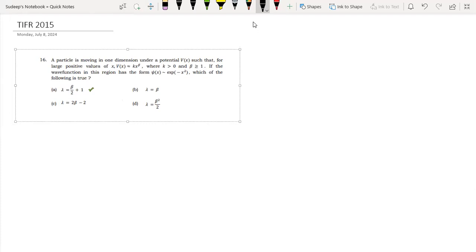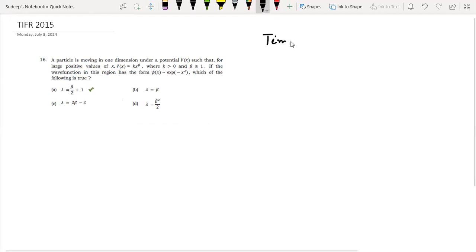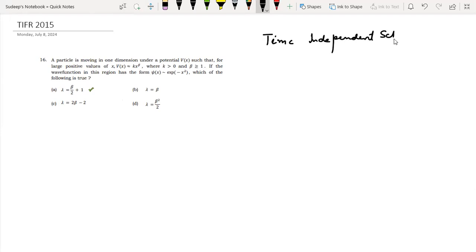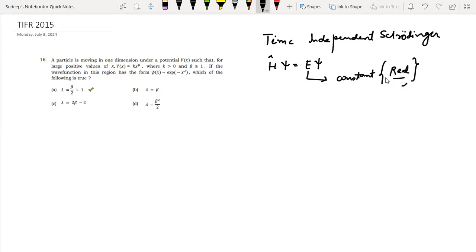In this lecture, we're going to do a problem which was asked in TIFR 2015, which was based on the time-independent Schrodinger equation. If you remember, in the time-independent Schrodinger equation, the form of the equation is given by H psi equals E psi, and here E is a constant, a real constant.